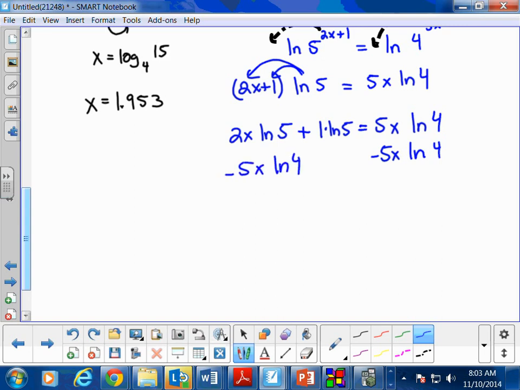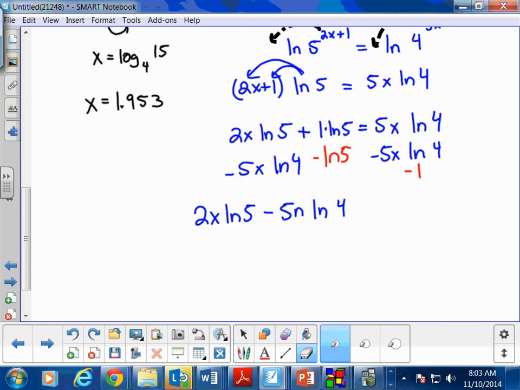So I end up with this: 2x natural log of 5 minus 5x natural log of 4. Now I'll do something here because I just want to save not to be writing so much. I'm going to subtract this natural log of 5 and subtract it over here.